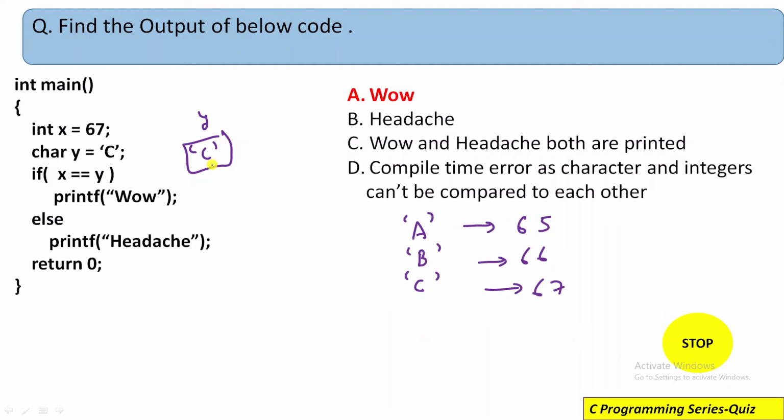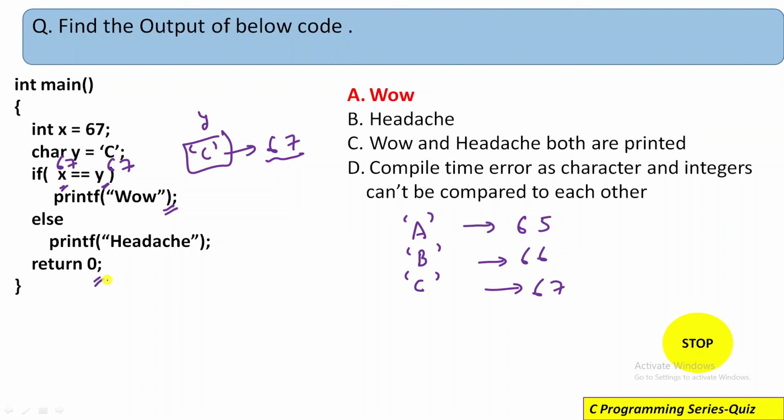Now, I have explained this in our C programming video. You can check that video for what an ASCII value is and what it means. Now this capital C means we have 67. So here we are comparing an integer and a character, and this is perfectly fine. x is having 67, and y is being compared with the integer, so the integer value 67 will be compared. Now 67 is equal to 67, yes, so we are printing wow and then we return 0.